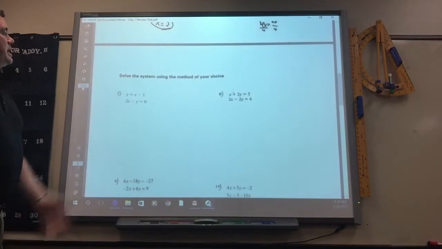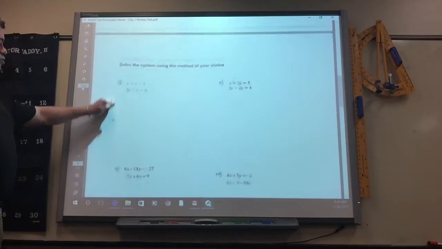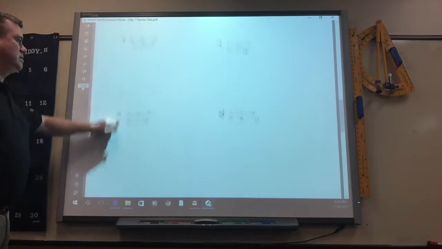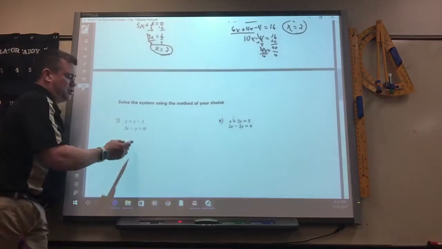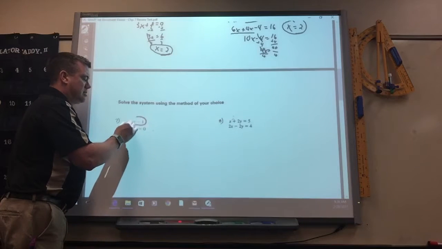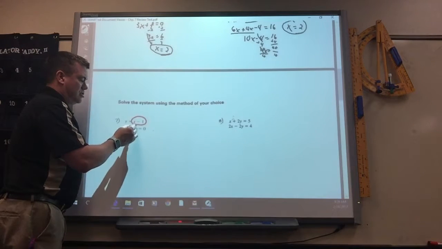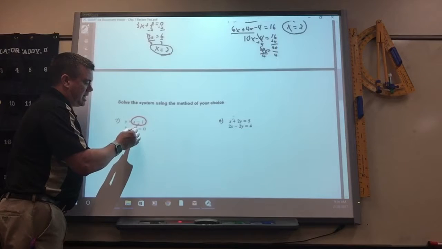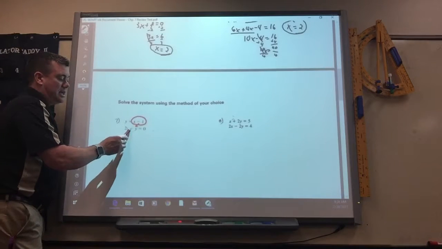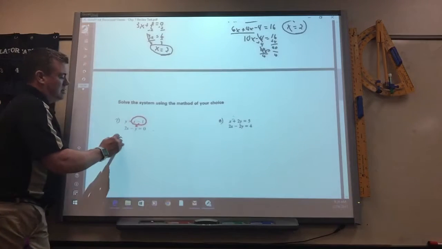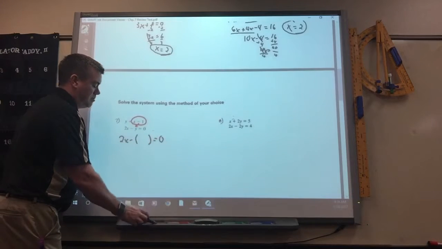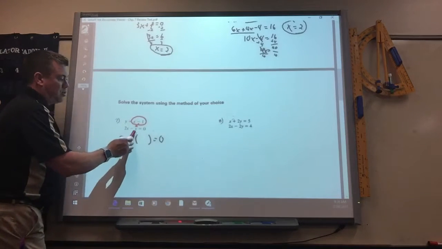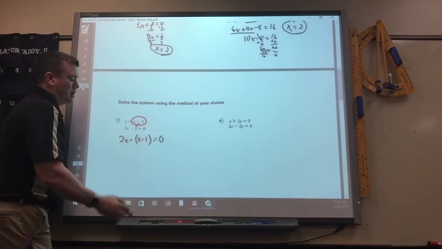Okay, so on the next page, you can use any method you want. So this first one is set up for a substitution since the y is by itself. So the quickest thing to do would be to plug that in place of the y. Here's a case where there is a minus there. It's 2x take away whatever equals 0. So in place of the y, I put x minus 1.